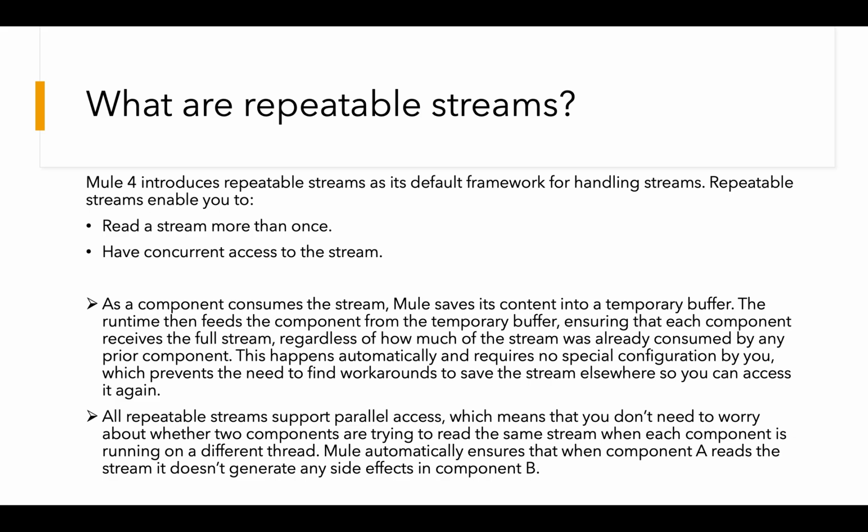in the form of buffer, and all repeatable streams support parallel access so that you need not take care about whether two components are trying to read the same stream when each component is running on a different thread. Mule automatically handles this balancing. When a component A reads the stream, it doesn't generate any side effects on the consumption of payload on component B.